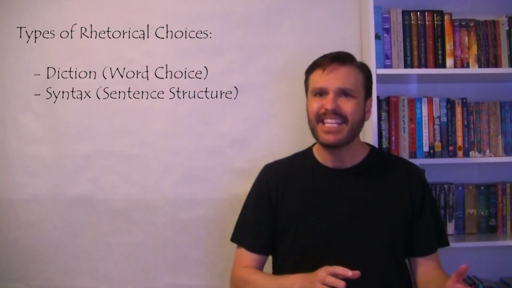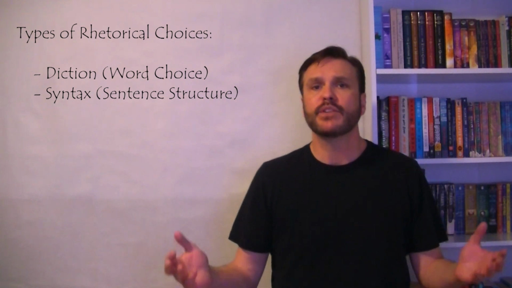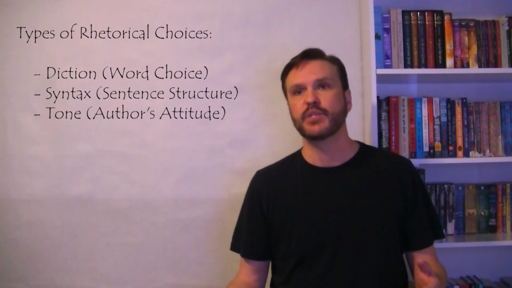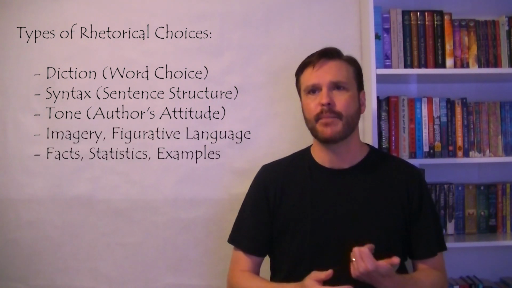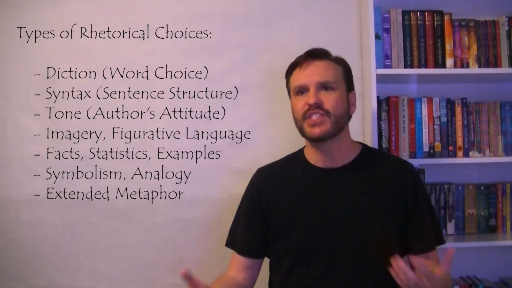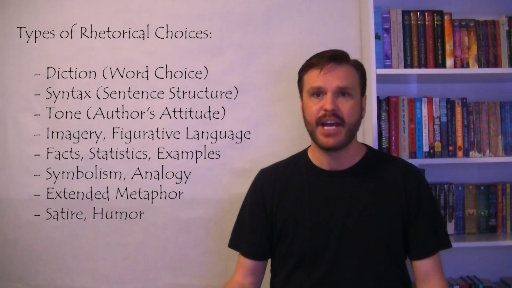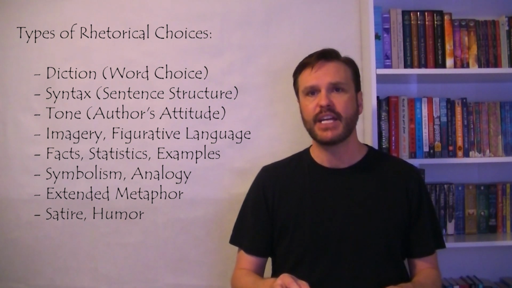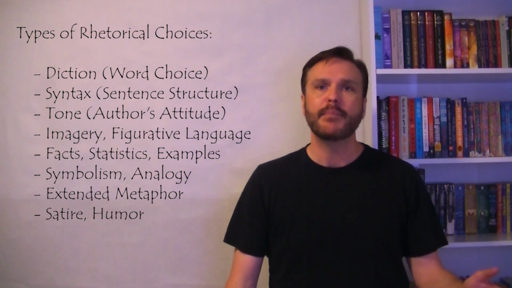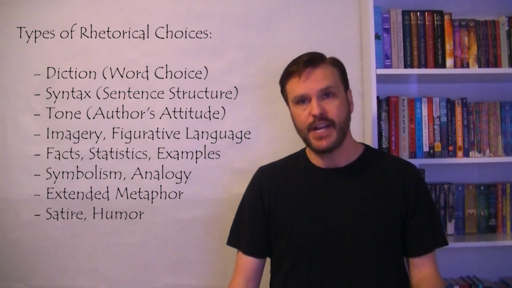So when you're trying to identify the author's rhetorical choices, there's really no right or wrong answer here. And there's a lot of different types of choices that you can focus on. You can focus on the author's diction or word choice. You can focus on syntax, which is their sentence structure. You can focus on tone, which is the author's attitude toward the subject matter. You can focus on imagery, figurative language, the use of facts, statistics, and examples, the use of symbolism, analogy, extended metaphor, even the use of things like satire and humor. For more information about the specific types of rhetorical choices that you can identify in analysis, check out our other video, which is all about identifying rhetorical choices for an analysis essay.